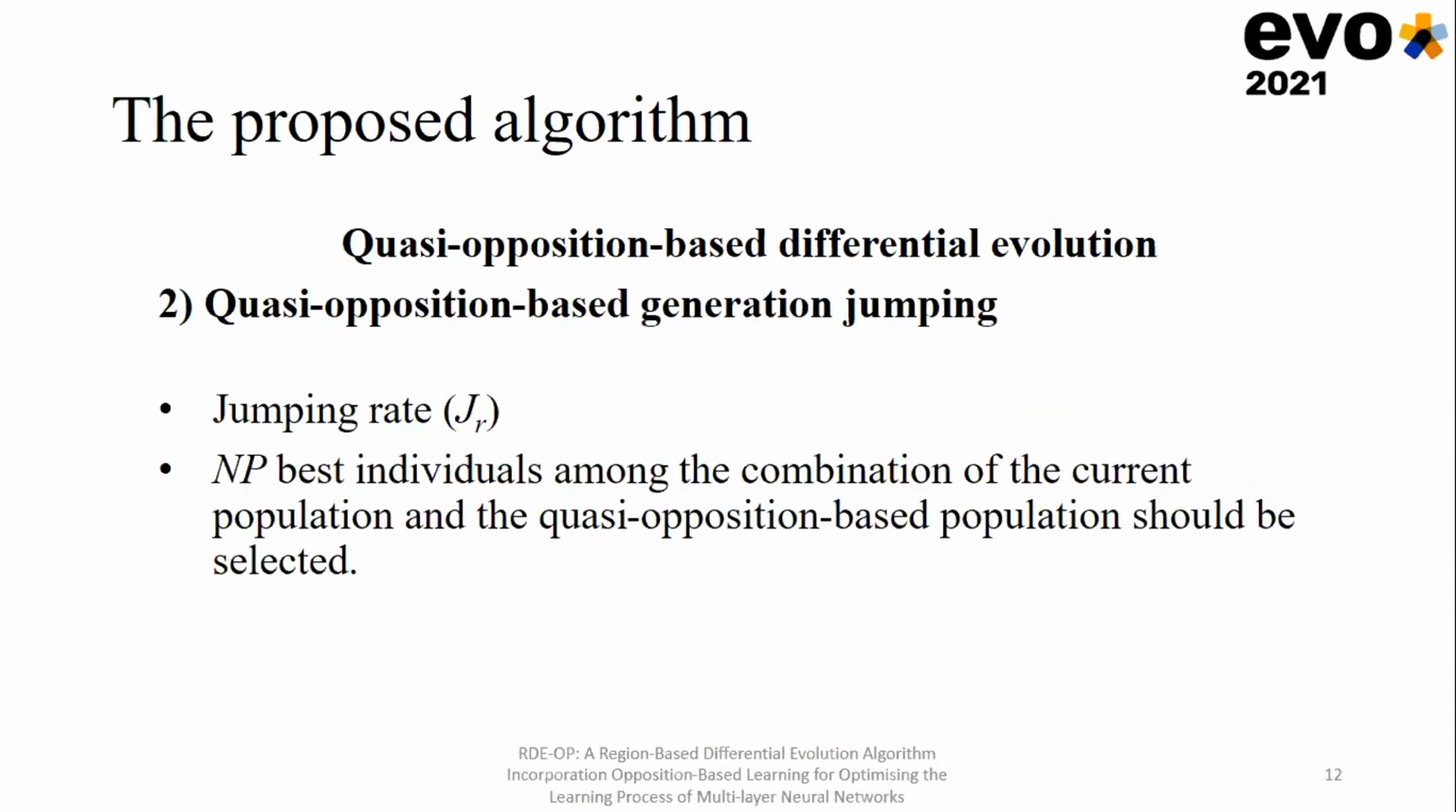Also, we use a quasi-opposition number for generating new candidate solutions based on the jumping rate. Jumping rate is actually the probability rate to determine whether we should perform opposition or not. In this step, the NP best individuals among the combination of the current population and the quasi-opposition-based population should be selected.